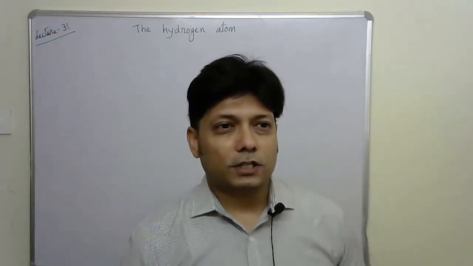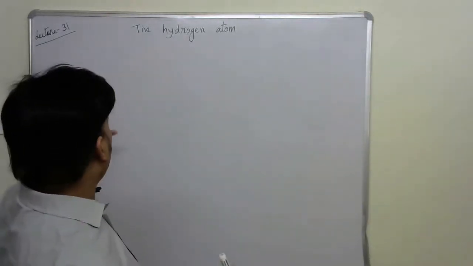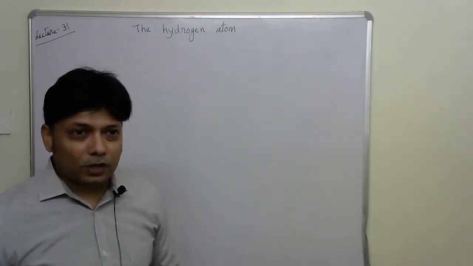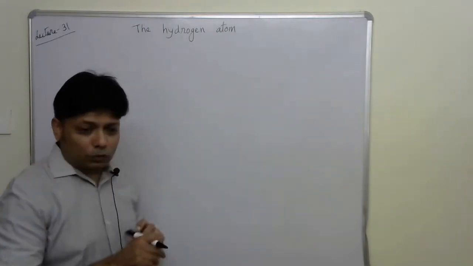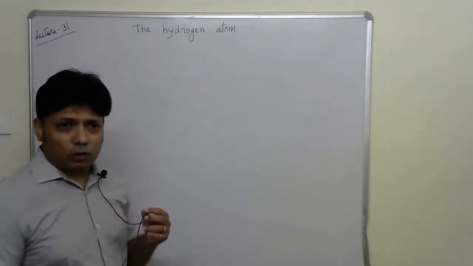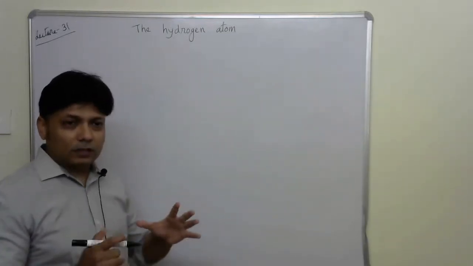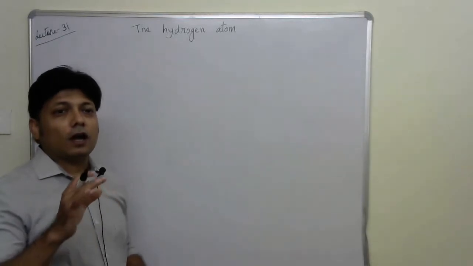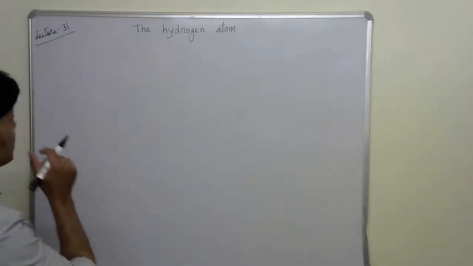So welcome to lecture number 31. Finally, we are now at a position to understand the hydrogen atom. In this lecture, we are going to take on how to solve the Schrodinger equation for the hydrogen atom, and it would give us the energy levels of different orbitals associated with quantum numbers.